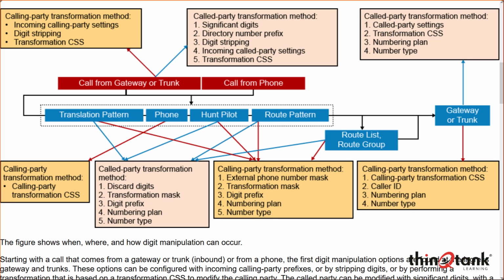All right. So when the called numbers match things like translation patterns, if they match a hunt pilot, if they match a route pattern, then we can do all kinds of manipulation. We can do called party transformations, and we can do calling party transformations. Called party, who was dialed. Calling party, who's doing the dialing. Or more technically speaking, called party DNIS, dialed number identification service. Calling party ANI, automatic number identification. All right?